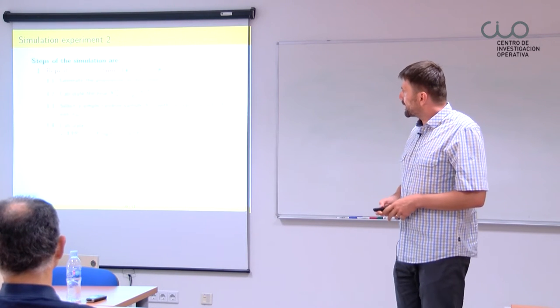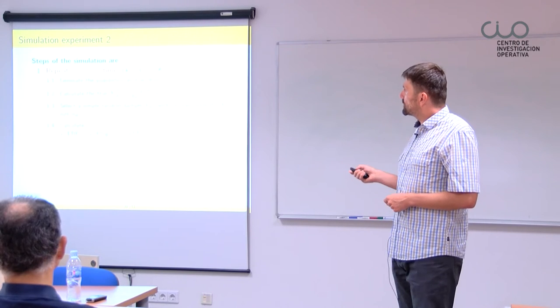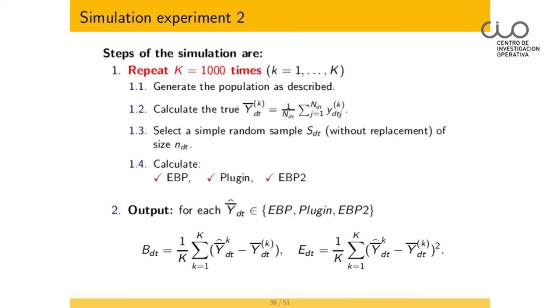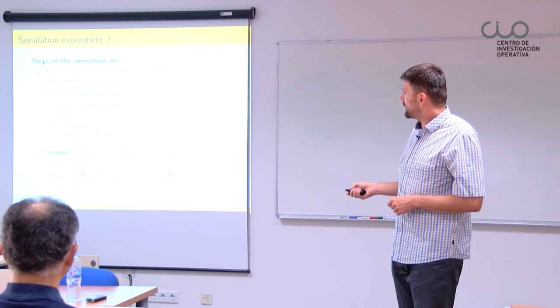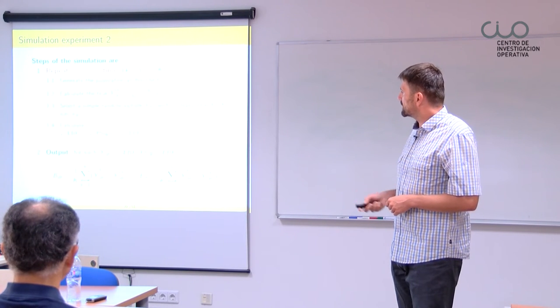Okay, simulation, again, we repeat 7,000 times. We generate the population, calculate the target quantity, select a simple sample, and calculate the empirical best predictor, the plug-in estimator, and the empirical best predictor based on time 2 only. And similarly to the previous case, we again present as a result the empirical bias of our estimates and the empirical mean square error of the estimates.